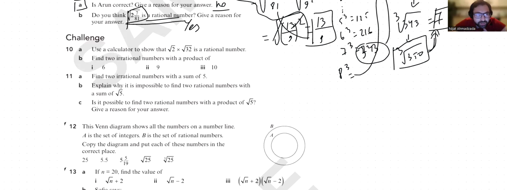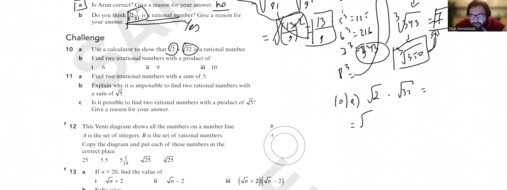Use a calculator to show that this is, well, you can use a calculator, but I can use a better method because this number is the square root of 2 and the square root of 32, right? Find two rational numbers. Okay, you can do the part B. So 10a. We have to calculate without the calculator. This is times, equal to 32. Okay, so that is equal to what?